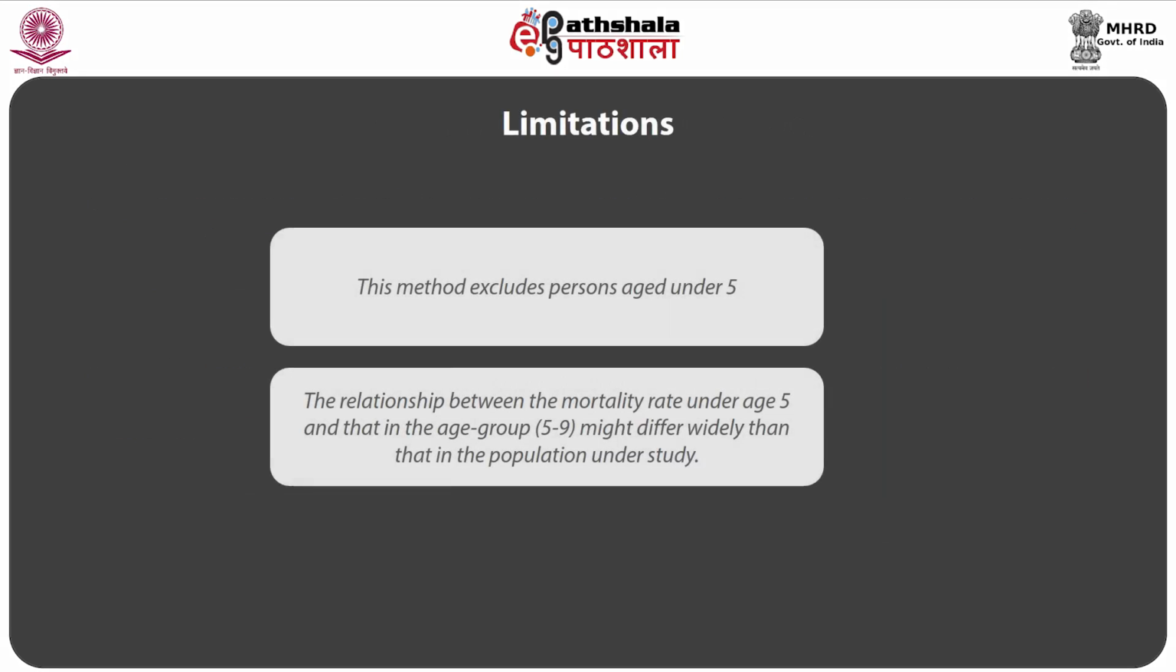Limitations. Number 1. This method excludes persons aged under 5. Number 2. The relationship between the mortality rate at age 5 and that in the age group 5 to 9, as applicable in the model, might differ widely from that in the population under study. I will be illustrating with an example.